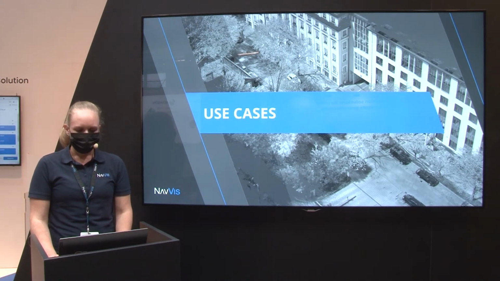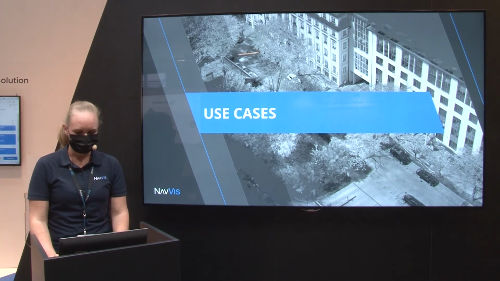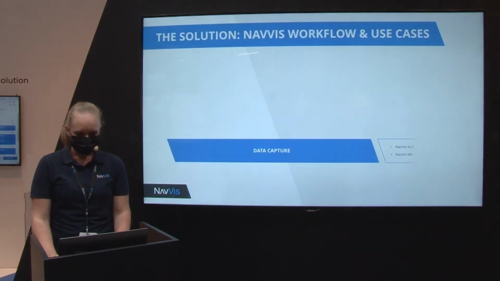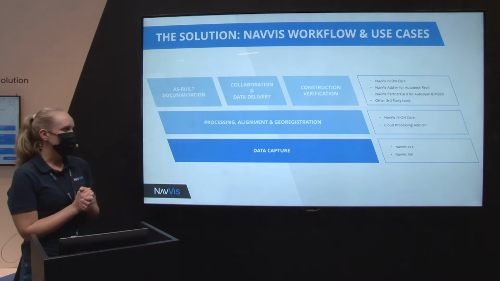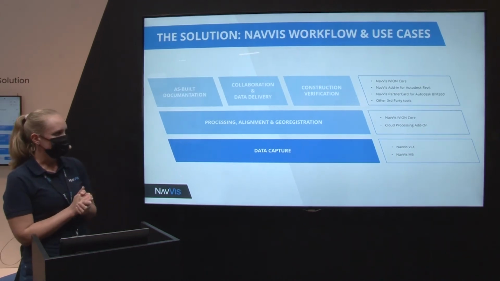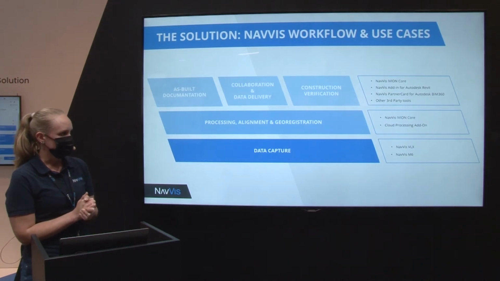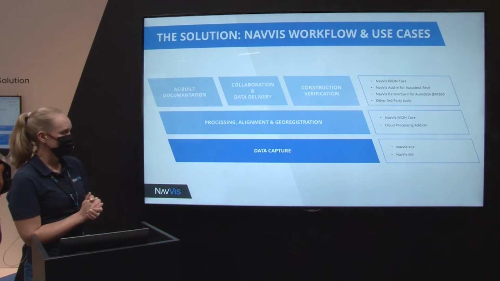So let me now jump into the second part of my presentation. What are two use cases we see as standard use cases for laser scanning professionals? So first, as the basis, of course, again, we have the data capture. And as I already said, you can use either the NavVis hardware, like NavVis VLX or NavVis M6, or also capture data with third-party hardware.